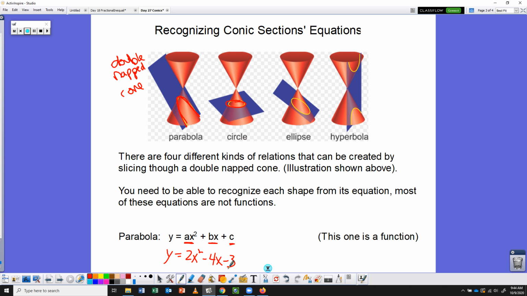And if you think about what a parabola looks like when you draw it on your x and y set of axes, you might see something like this. And this does pass the vertical line test. So that means this one's a function. And when you go to graph it, since the equation is already solved for y, you just graph it as it is. You type it right into your graphing calculator, y equals, and then you type in the 2x squared minus 4x minus 3.